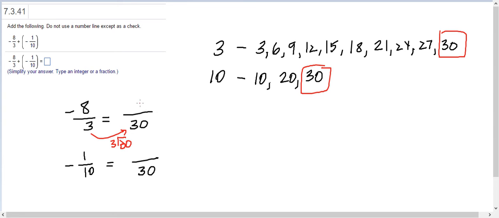10 times negative 8 would be negative 80. So negative 80 over 30 is the same as negative 8 over 3. And hopefully you can see that. All I have to do is strike out the 2 zeros and I'm back to negative 8/3.